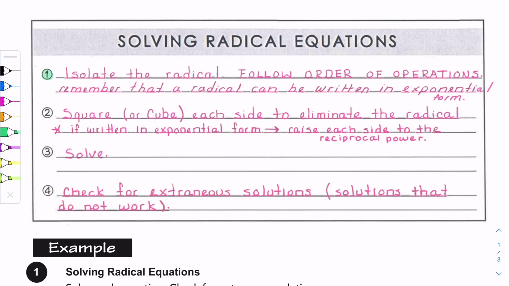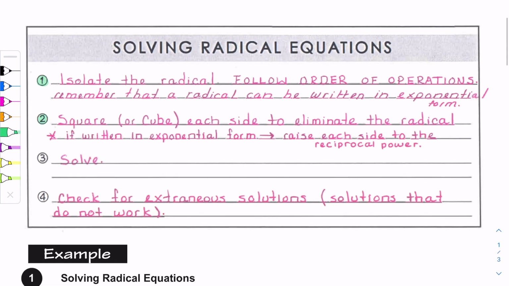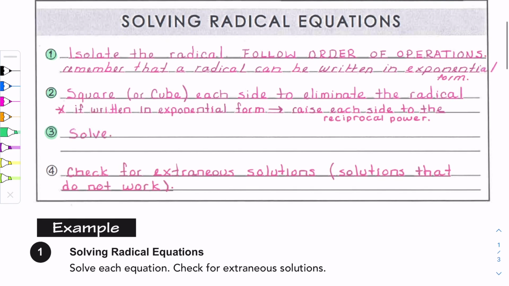Step 2 is to square or cube root each side to eliminate the radical. If this is written in exponential form, raise each side to the reciprocal power. Step 3 is to solve, and when I say solve, it's solve for the variable. And step 4 is to check for extraneous solutions. This would be solutions that do not work.